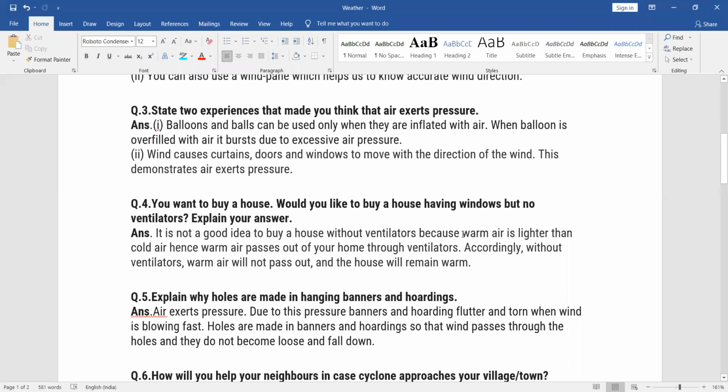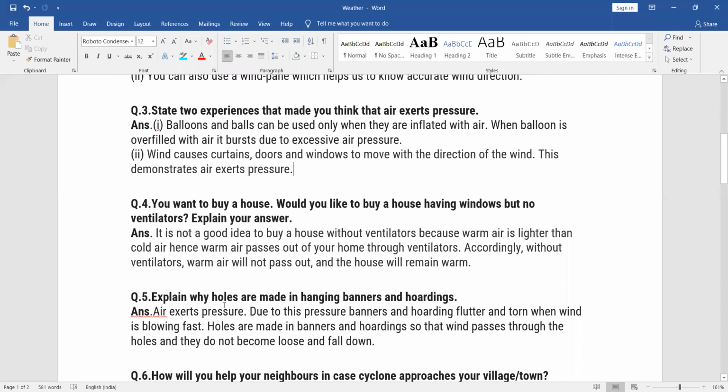Because warm air is lighter than cold air. If ventilators are there, then with the help of ventilators warm air passes out and cold air enters our house. And if no ventilators are there, then there is no passing out of the warm air and our house will remain warm. That is the reason there should be ventilators in our houses.